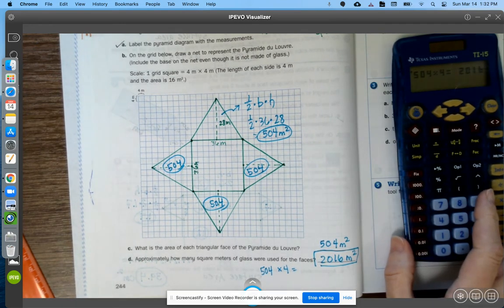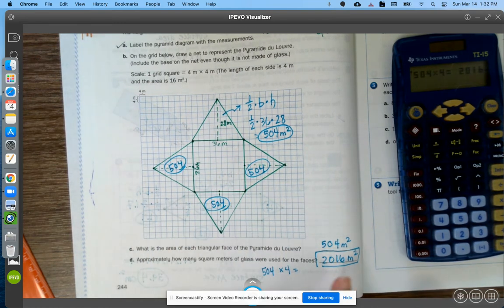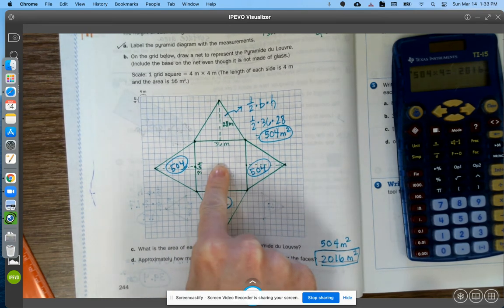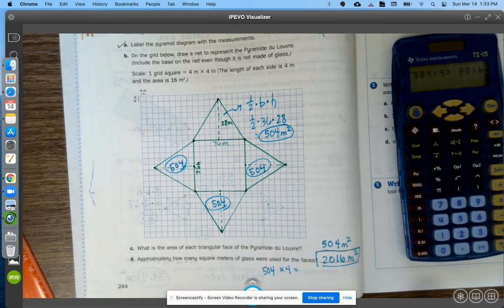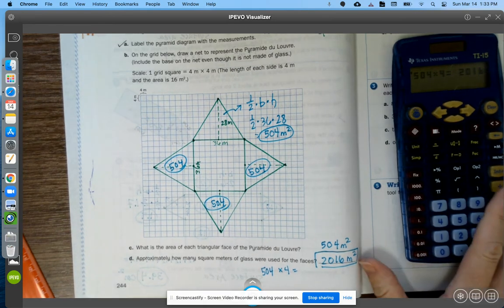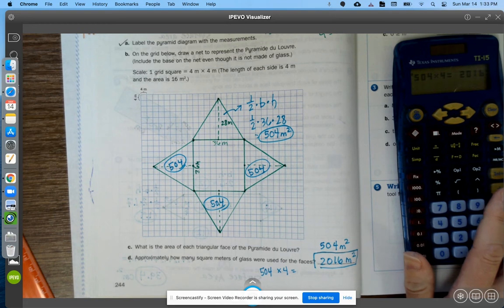Okay? Hopefully that made sense to you. Today we practiced drawing nets and we practiced finding surface area. And remember, we didn't include the base on this because it is open at the Louvre Museum. It is not actually made of glass. It's just the four triangles. All right, so that's your journal work. And if you have those, you'll be ready to post those to Canvas.